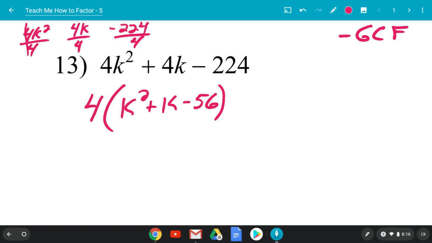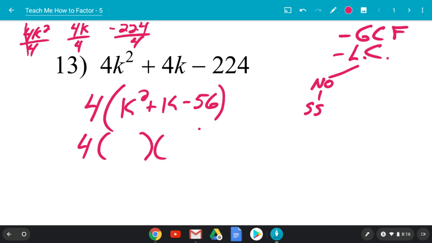So I go to my next question. Inside the parenthesis, is there a leading coefficient? No. So split the signs. The 4 stays, and then I split, put a k in each. Then I look at my signs. I start with my last sign, and that tells me they're going to be opposite, a plus and a minus.